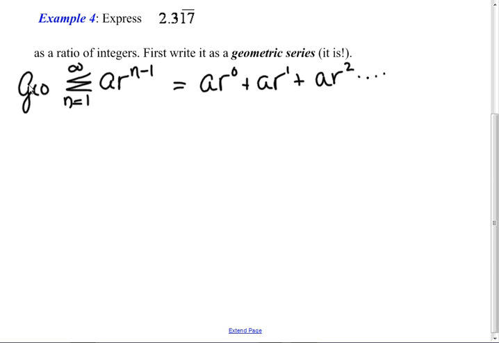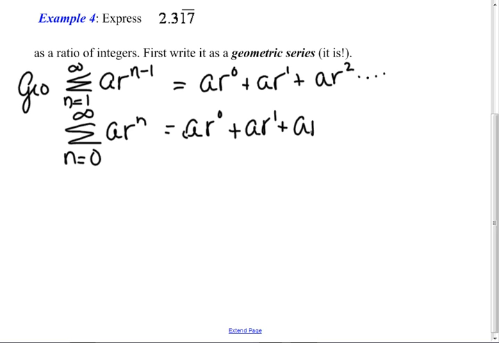You could also write it here. If you don't want to start with 1 and you want to start with 0, then this would be AR to the n. It doesn't matter, they're both the same. And this is equal to AR to the 0 plus AR to the first plus AR to the second, still going off to infinity. Now, that's a geometric series. It's an exponential. So that's how I recognize it.